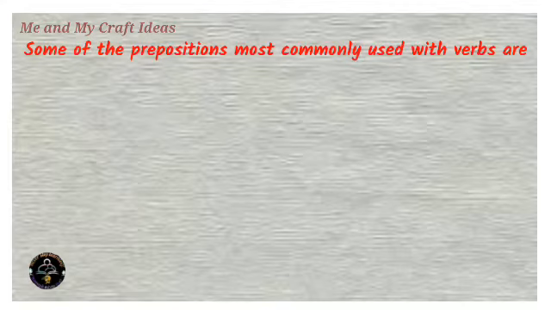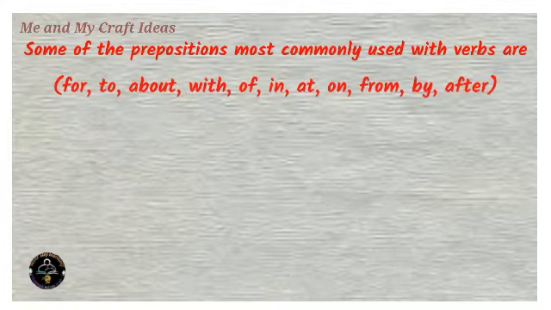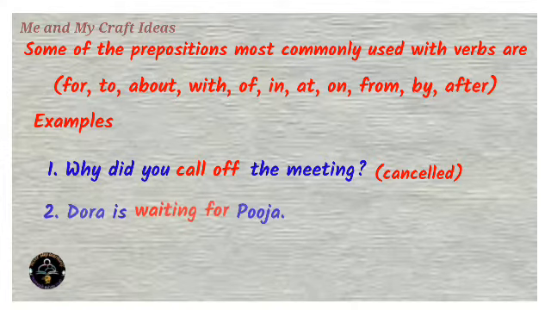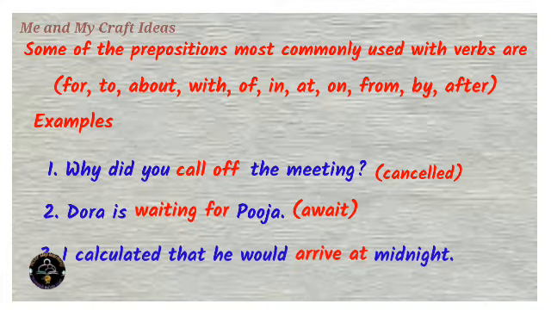Some of the prepositions most commonly used with verbs are for, to, about, with, of, in, at, on, from, by, after. Let's see some examples. Why did you call off the meeting? Dora is waiting for Pooja. I calculated that he would arrive at midnight.